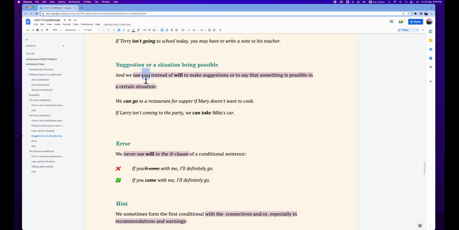Then how about suggestions? Let's take a look. We can use the modal verb can instead of will to make suggestions or to say that something is possible in a particular situation. For example, we can go to a restaurant for supper if Mary doesn't want to cook. This is a very particular situation, so we choose to use the word can for part B, the second part, the main clause. Or if Larry isn't coming to the party, we might come.